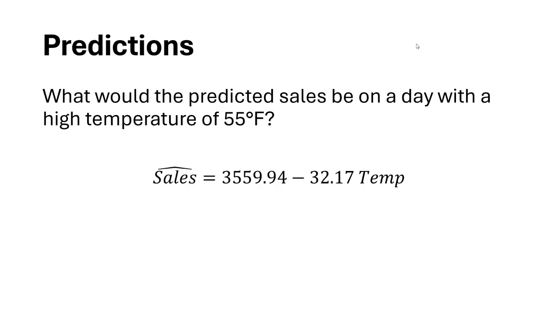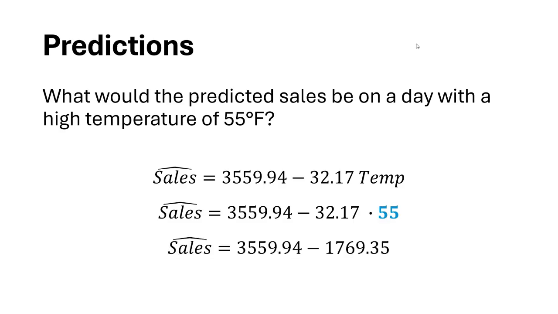So I'm going to take the model again that fits our data the best. I'm going to plug in 55 for temperature. If I multiply those two numbers together, following the order of operations, I'll get 1769.35. Finish out with a subtraction, and our predicted sales for that day is $1,790.59.